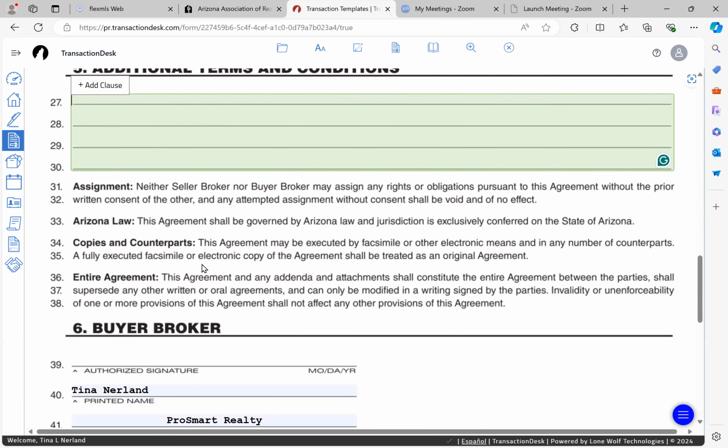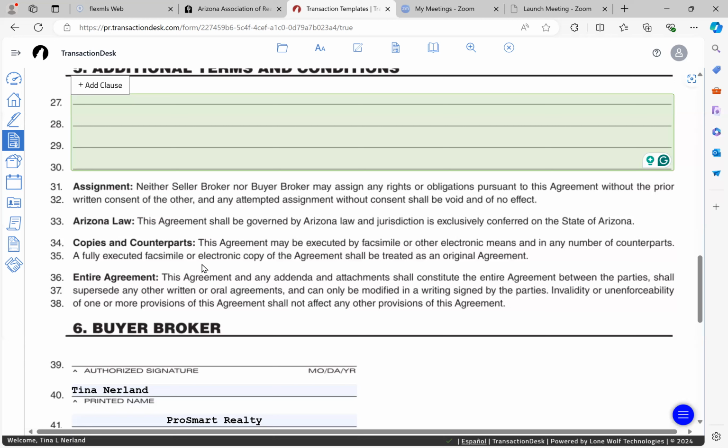Assignment: neither seller broker nor buyer broker may assign any rights or obligations pursuant to this agreement without the prior written consent of the other, and any attempted assignment without consent shall be void and of no effect. All other contracts follow Arizona law. This agreement shall be governed by Arizona law, and jurisdiction is exclusively conferred to the state of Arizona.